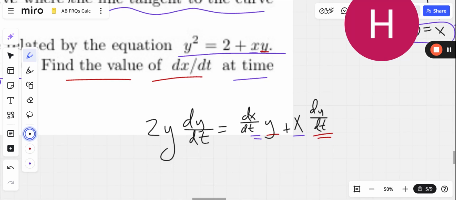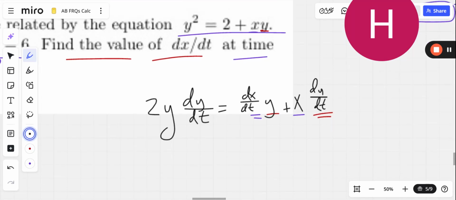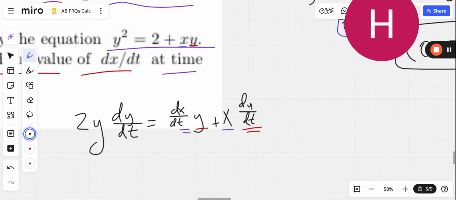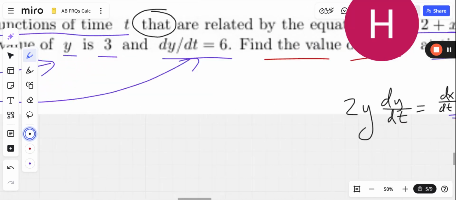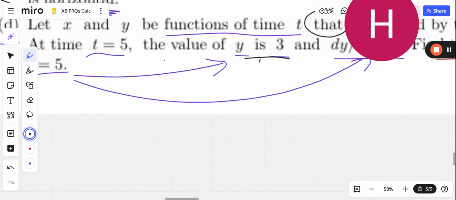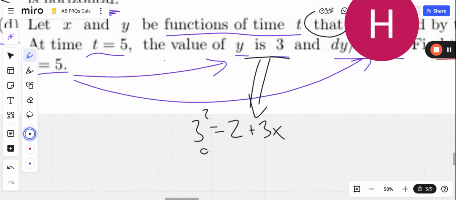Now we have some values for everything, so we can plug in, but we do not have a value for the x. So let's go ahead and find that using the initial conditions. How do we find an x? Using the condition of y equals 3. Well, we can just say that 3 squared equals 2 plus x times 3, or 3x.